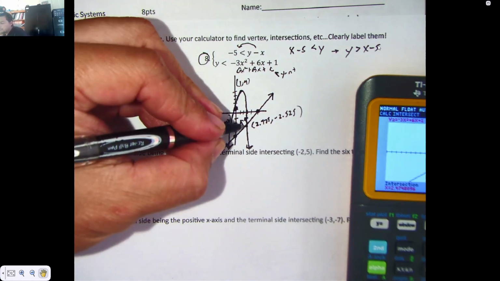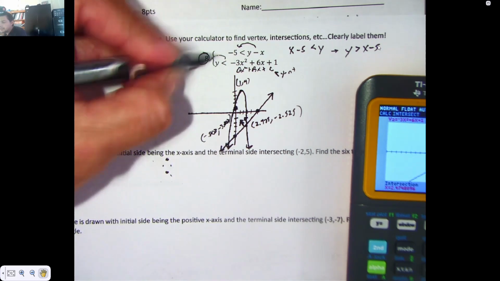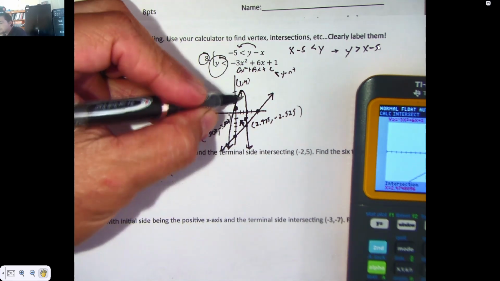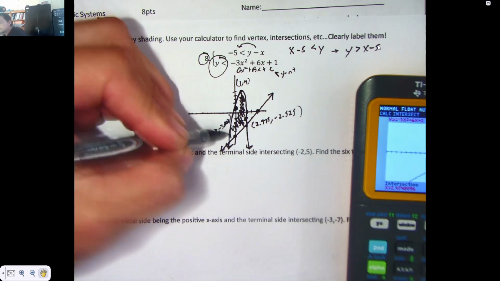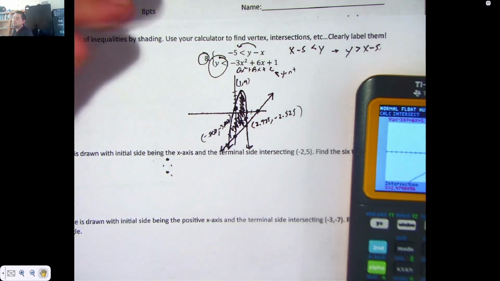And remember, the line wanted me to shade above. That is a less than symbol. It's saying shade below. Here is your solution space. That's your solution space.